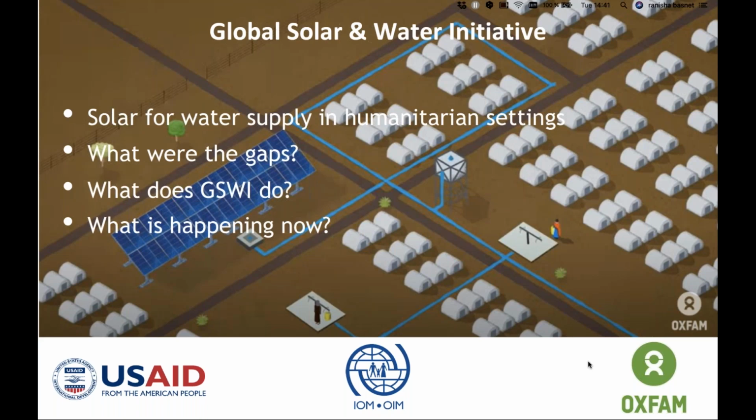The Global Solar and Water Initiative is co-managed by IOM and Oxfam. And our overarching aim is to mainstream the use of solar for water supply by promoting solar water pumping and supporting its quality implementation. And we do this through a number of activities.